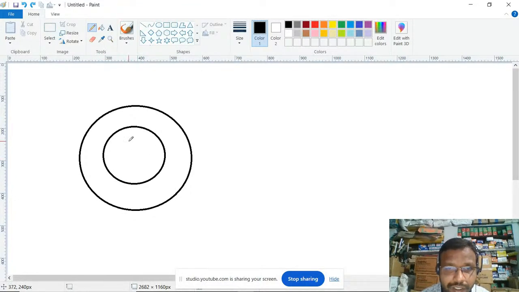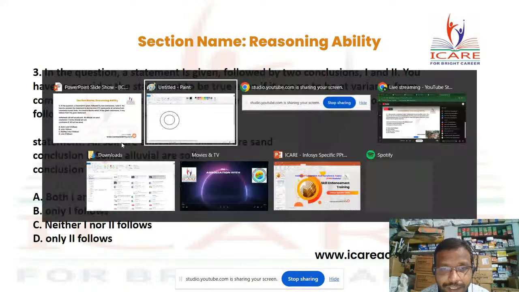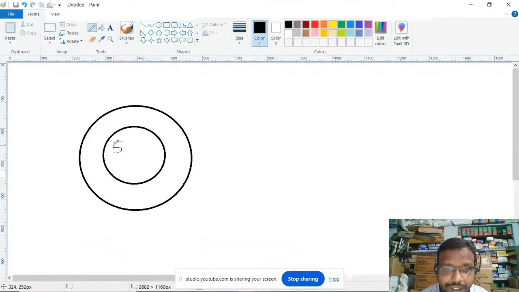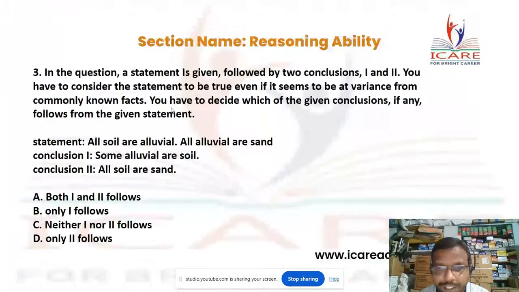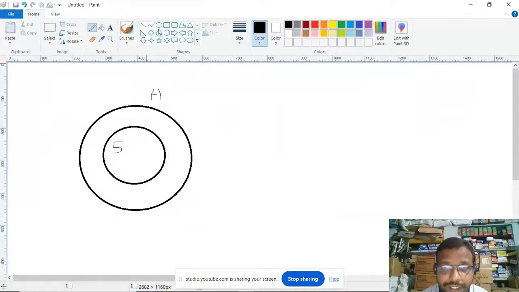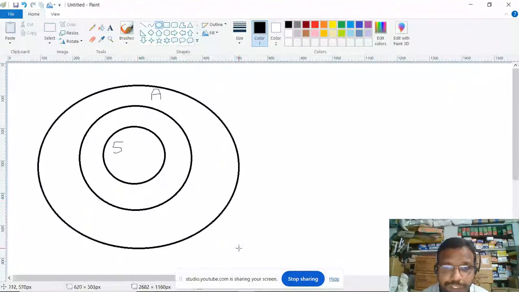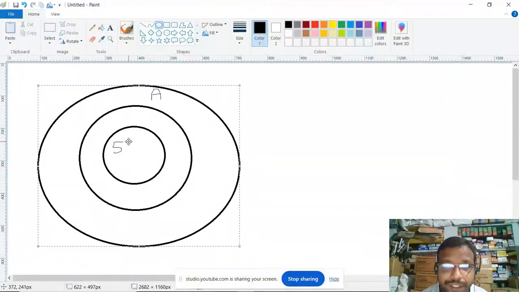So all soil are alluvial, and the second statement is all alluvial are sand. So which one is the smaller number, which one is a subset, which one is a superset, that is the most important thing you have to focus on.